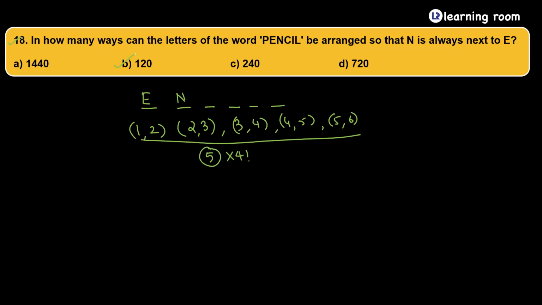If you place E in the first position, N should be in the second. If E is placed in the second position, N should be at third. Like this, if you keep on writing, E can take the 5th position so that N will come to the 6th position. Those are all possibilities. You cannot write the reverse. So 5 ways are there for E and N to be placed so that the condition is satisfied. Since you have used 2 letters out of the 6 available letters, 4 letters are left out. Those 4 letters can be arranged in the 4 blank spaces in 4 factorial ways. So 4 factorial into 5 will be the answer, which is 120.